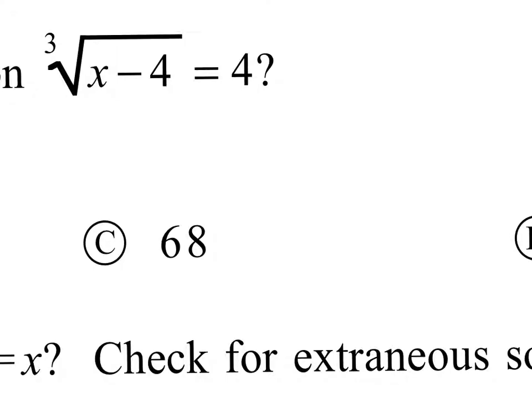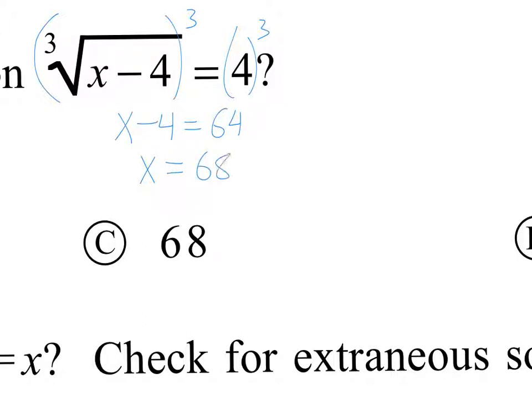Next up, we've got the equation, the cube root of the quantity x minus 4 is equal to 4. To get rid of that cube root, I've got to cube both sides. And in doing that, we get x minus 4 is equal to 64. To finish solving this, add 4 to both sides, and x is equal to 68. Since this is multiple choice, you could also have plugged each of the answers in to see which one works.